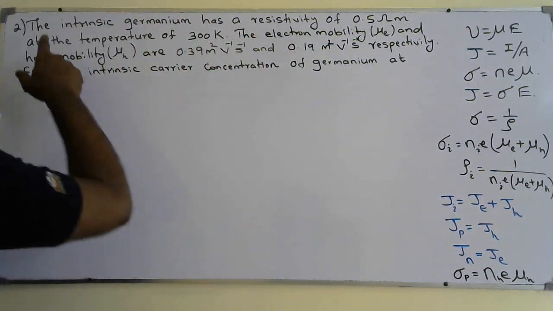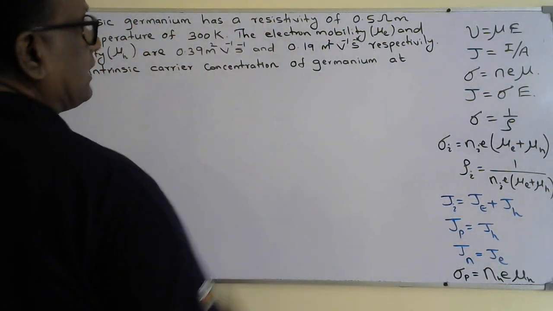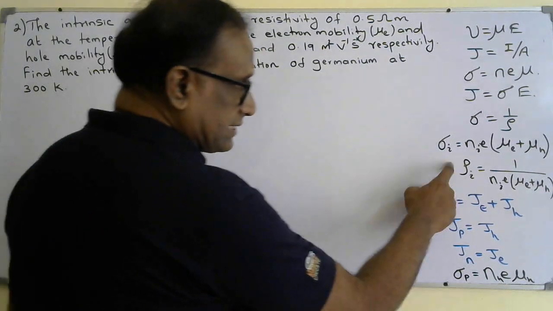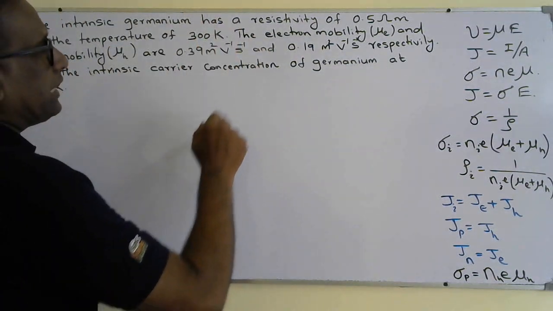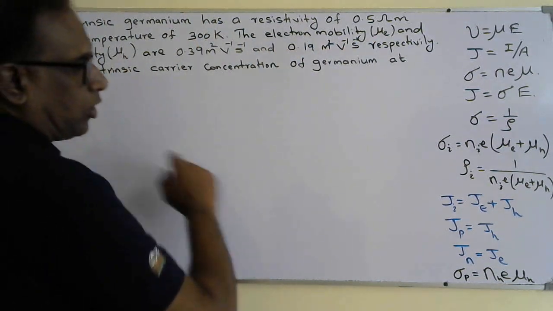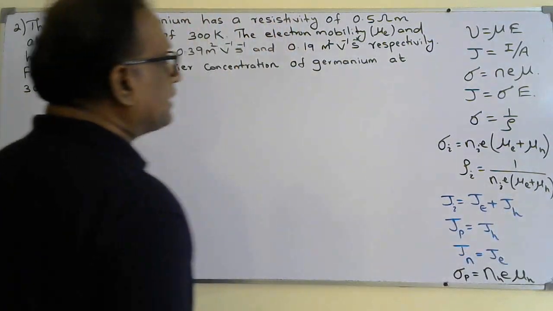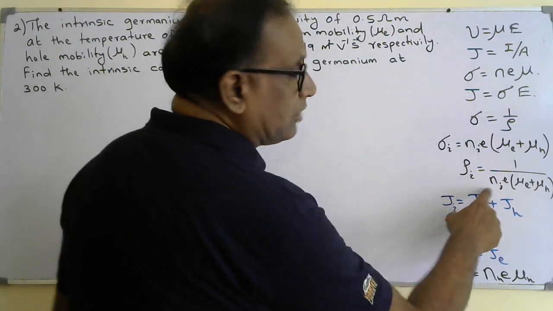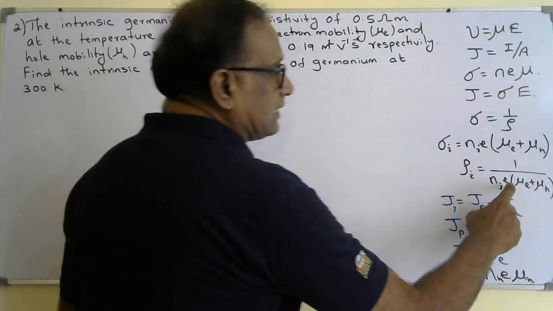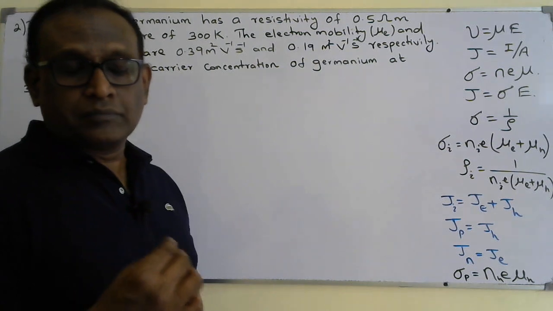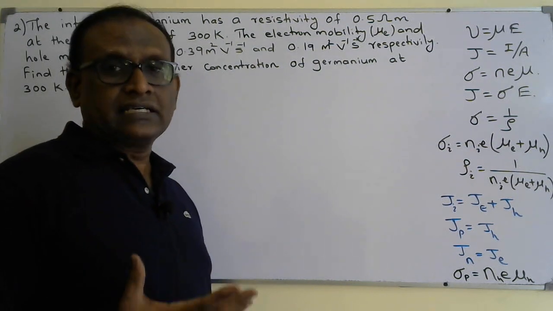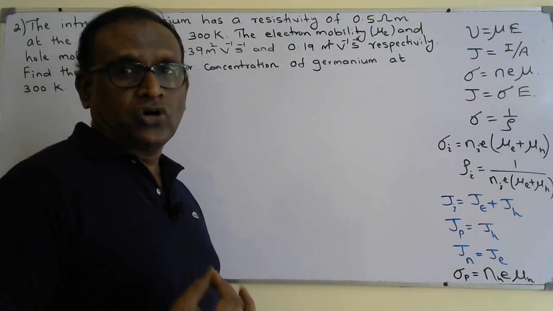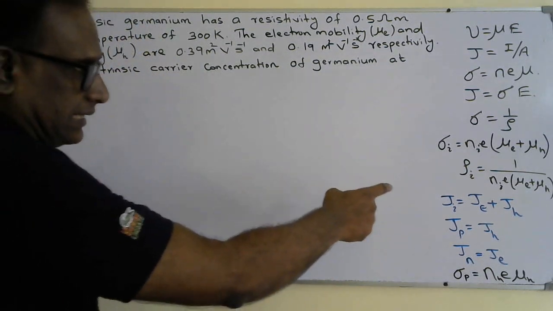You can see the question: the intrinsic germanium has a resistivity of 0.5 ohm meter. Intrinsic semiconductor resistivity is given, and also the temperature, which we don't need. The electron mobility and the hole mobility, mu E and mu H, are given. We need to find the intrinsic concentration, Ni. E is the charge of the charge carrier. Here the electron and hole will have the same numerical value of E, so I can use this directly.